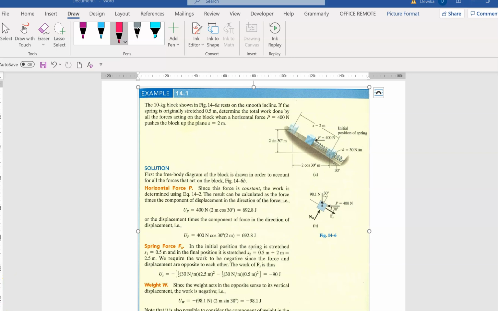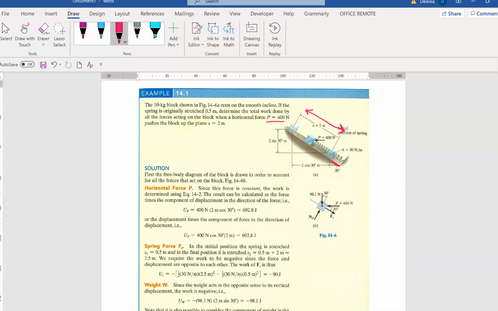The 10 kilogram block shown in this figure rests on a smooth incline. The spring is originally stretched 0.5 meter. Determine the total work done by all the forces acting on the block when the horizontal force is 400 N. The horizontal force pushes the block up the plane, where S equals 2 meters. So the distance it travels is actually 2 meters; it goes up 2 meters.